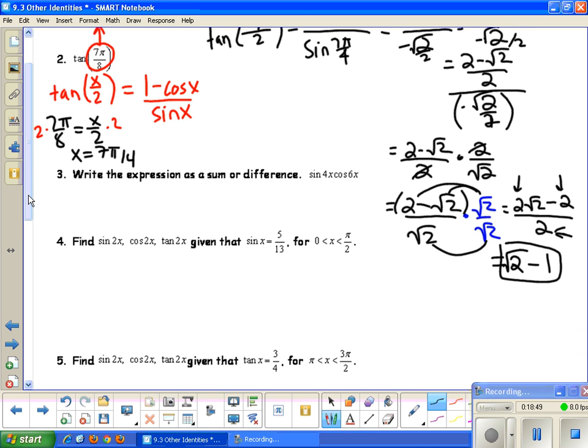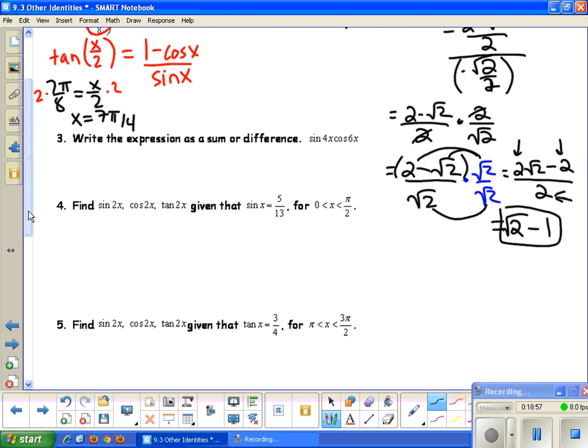Now for number 3, we're going to skip that one for just a minute and look at number 4. For problem number 4, it says find the sine 2x, cosine 2x, and tangent 2x. So it means find the sine double angle, cosine double angle, and tangent double angle, given that the sine of x is equal to 5 over 13, and we're in quadrant 1. We're in quadrant 1 because it tells me that x is between 0 and pi over 2.